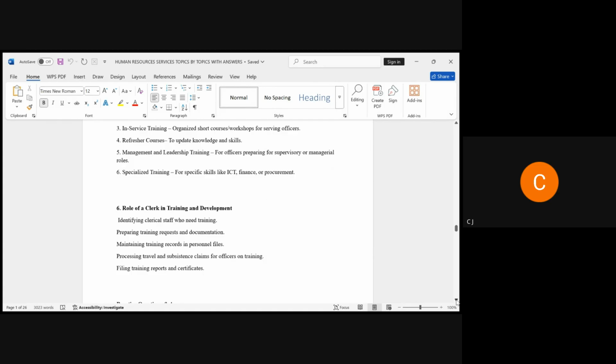Filing training reports and certificates. For this training you are taking part in, there is a certificate you're supposed to receive. So the clerk's role is to file training reports, the reports of your training, and also the certificate. You'll be able to follow up with it, receive it, and also file it in your file.